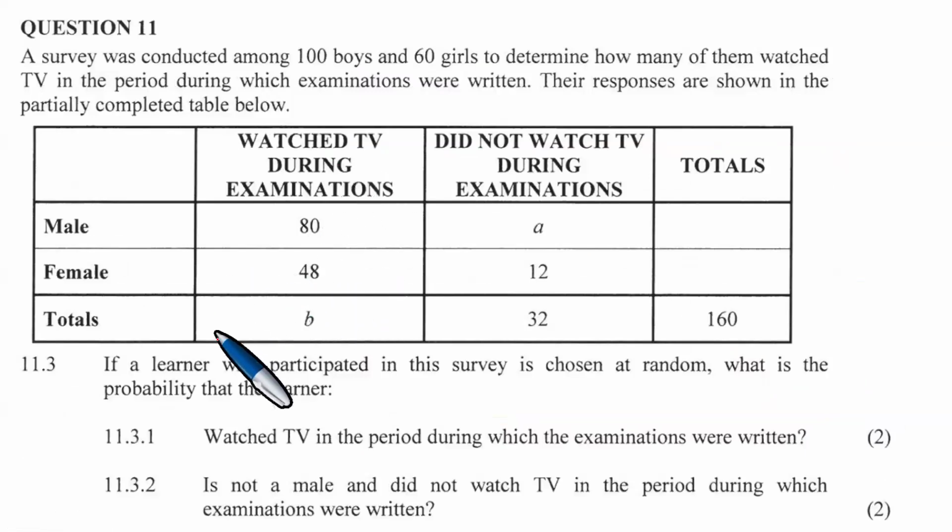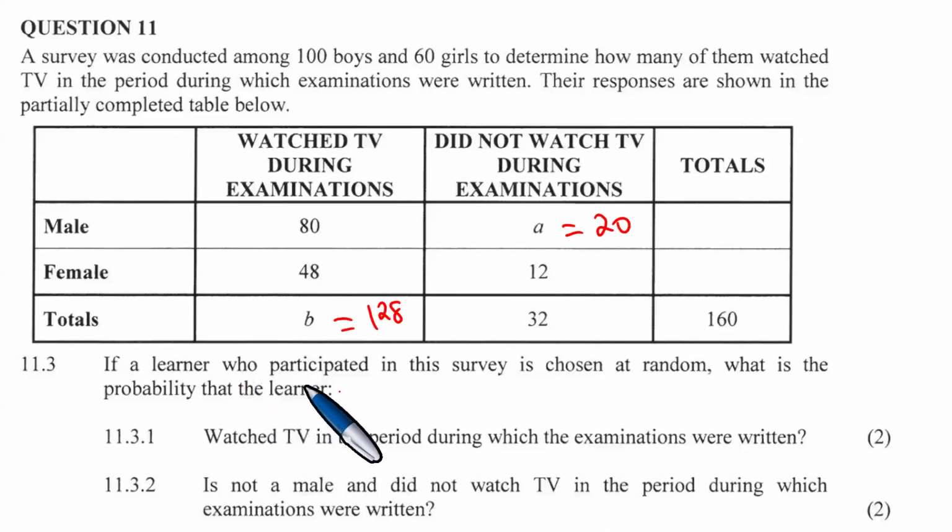Okay, if you look at this one, if a learner who participated in this survey is chosen at random, okay, we know that A is 20. I can see the time. We're going to finish, but I want to finish this question first. If a learner who participated in this survey is chosen at random, what is the probability that the learner watched TV in the period during which the examinations were written?